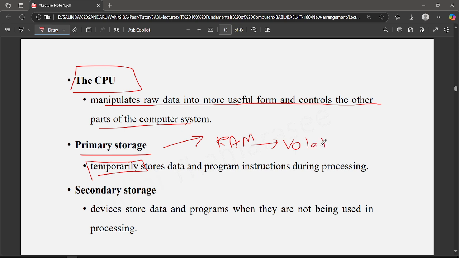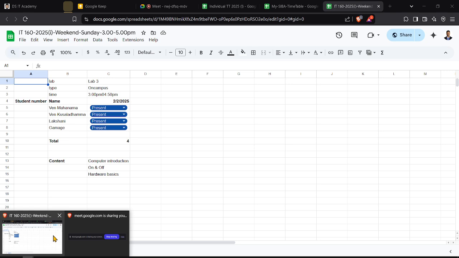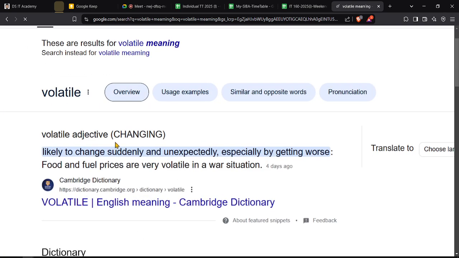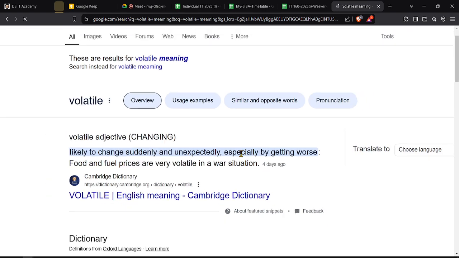Volatile means what? Volatile means if you switch off the electricity, it will vanish, right? Volatile memory. Volatile means vulnerable, likely to change suddenly or unexpectedly, right?